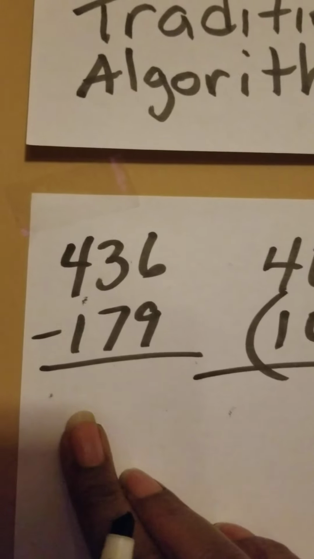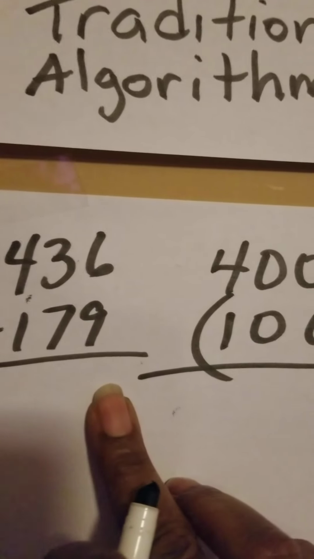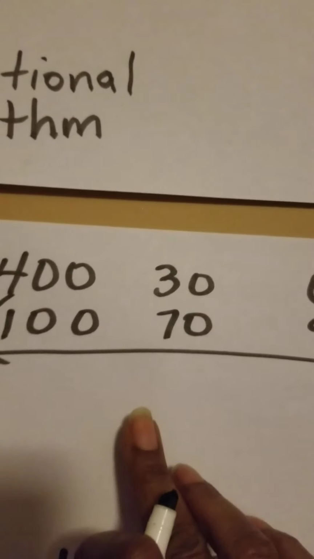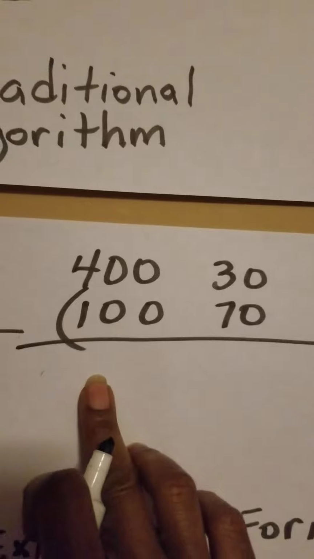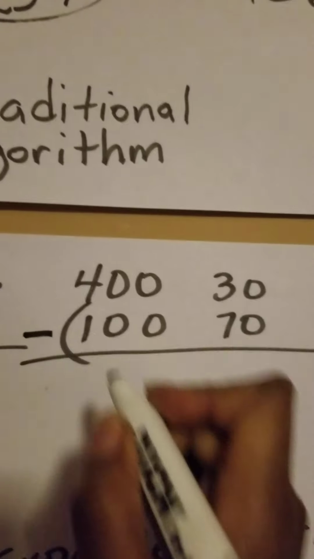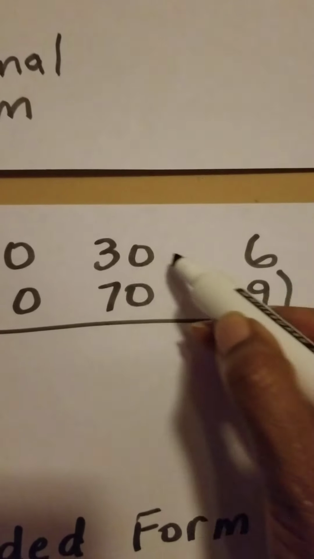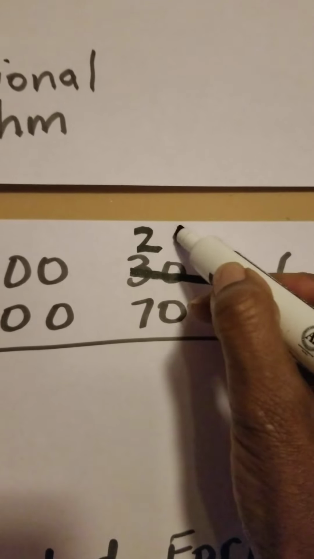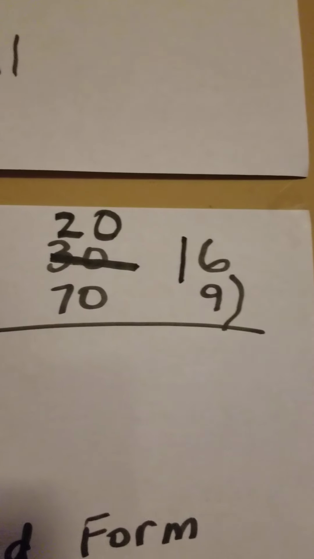Again, we start off with the 436 and we're going to take away the 179. We could expand each of those numbers. So you have 400 plus 30 and 6, and 100 plus 70 and 9. This is what we're going to subtract. So you cannot take 9 from 6, so you go over to the tens place, you make that a 20, and you're giving 10 away, so that goes to 16.